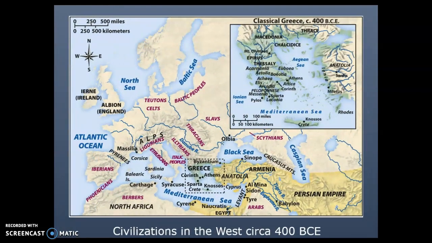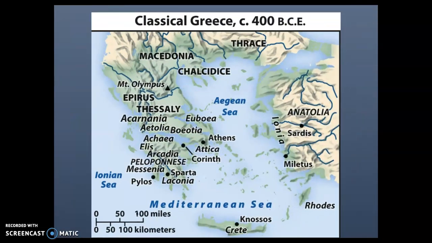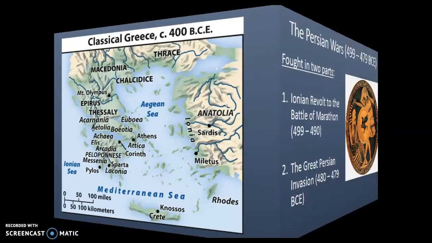Here is just a picture to tell you what else is going on in the West at this time. Students often ask me this, what else is going on? So you can see the names in purple, all the different groups around at this era. We are focusing in on Greece, classical Greece here, though. These are some of the major cities and areas within ancient classical Greece.